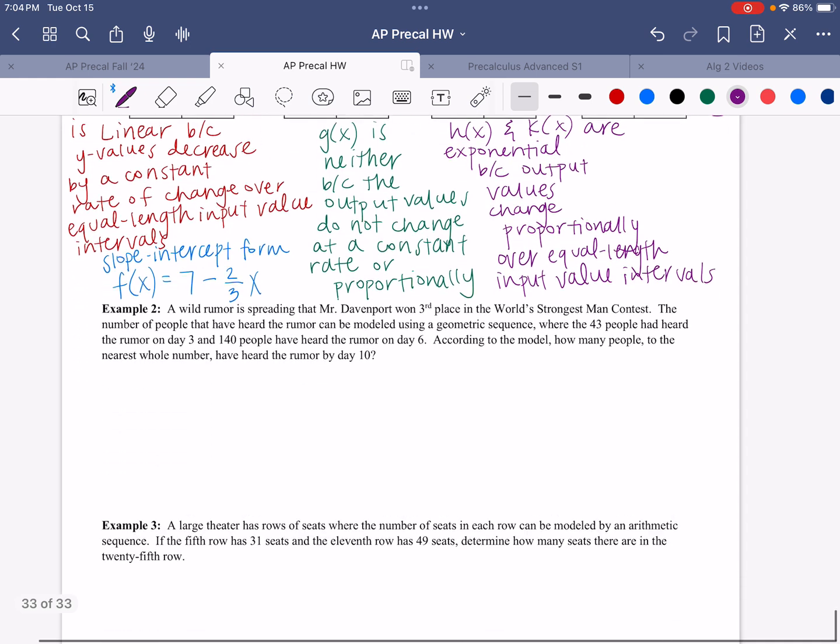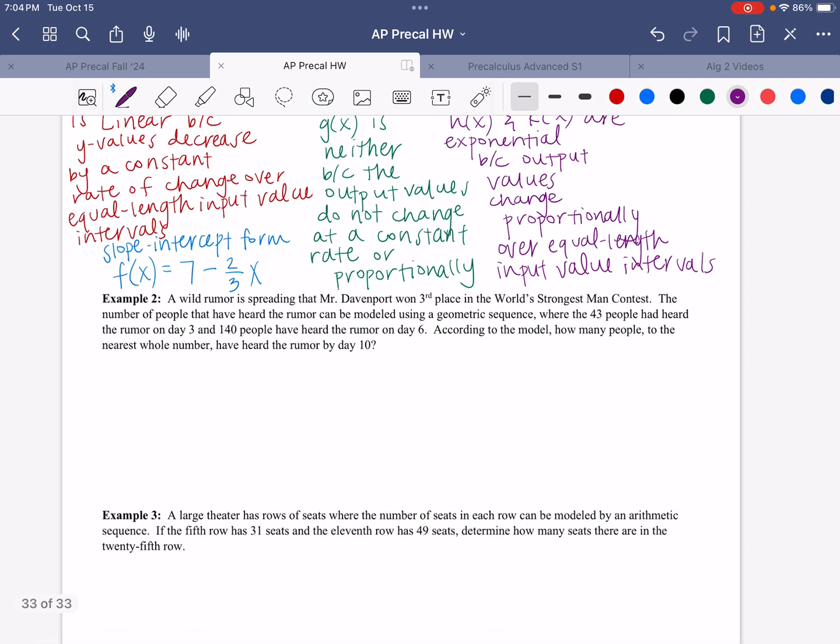All right, so example 2 says, a wild rumor is spreading that Mr. Davenport won 3rd place in the World's Strongest Man contest. Oh, I don't think that's a rumor. I heard that too. The number of people that have heard the rumor can be modeled using a geometric sequence. Great, so the problem will tell you what type of pattern we're dealing with, where 43 people have heard the rumor on day 3 and 140 people have heard the rumor on day 6. According to the model, how many people to the nearest whole number have heard the rumor by day 10? All right, this is spreading like wildfire.